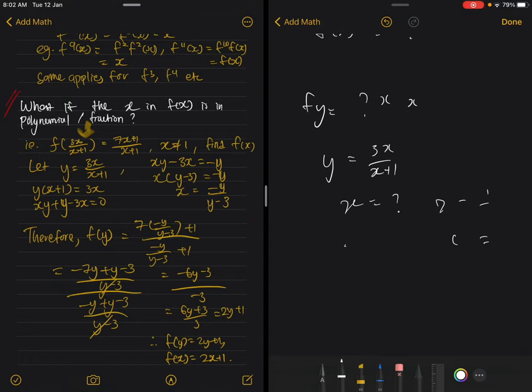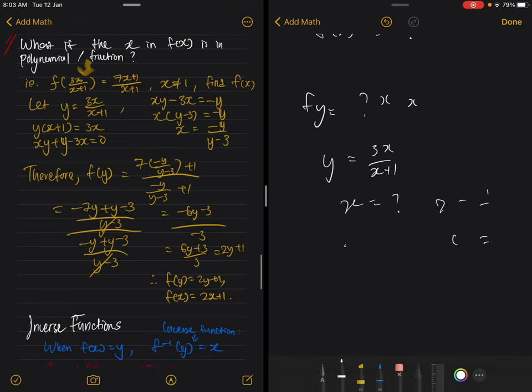We factorize, we take out the x from every single number and make it its own. And then you will get x times whatever, put the whatever down, divided with the value of the x. We get x equals to minus y over y minus 3.